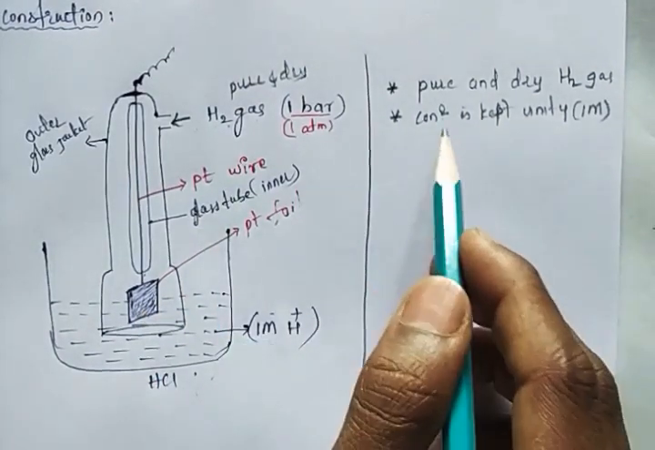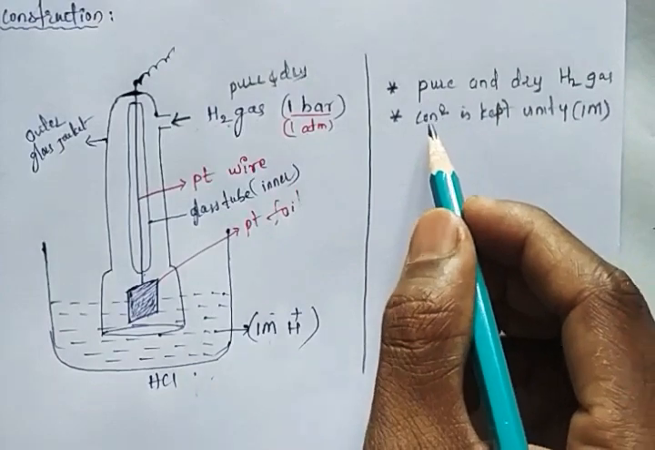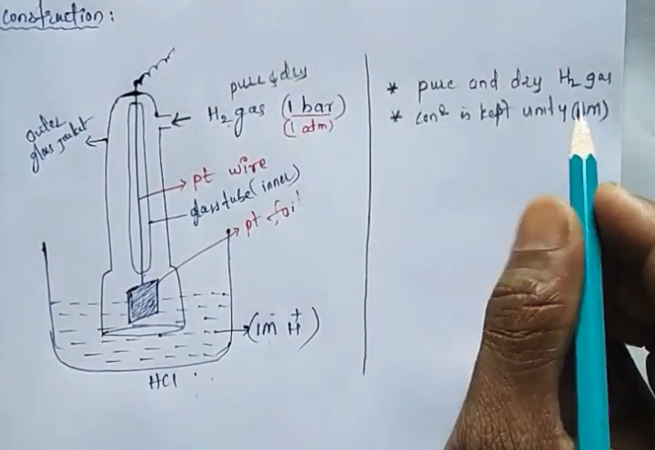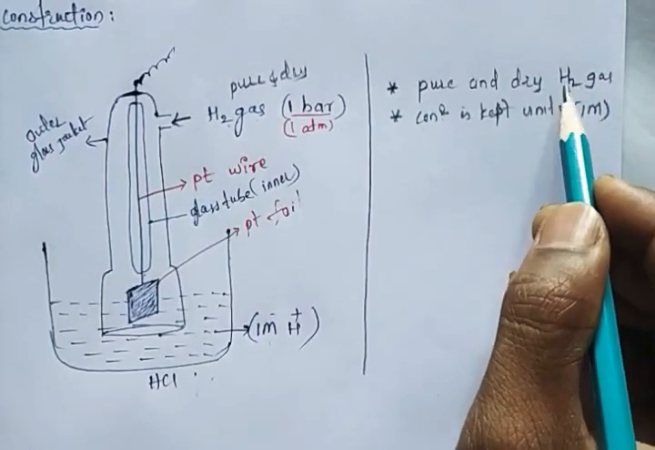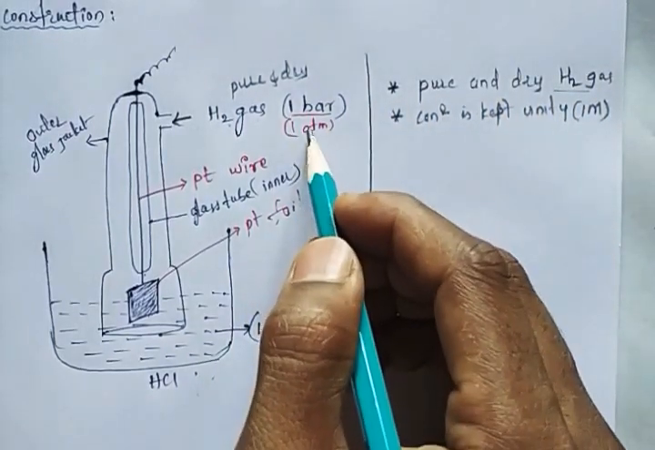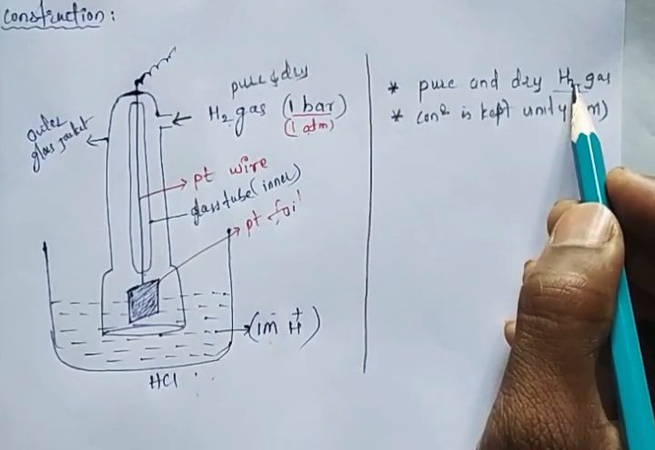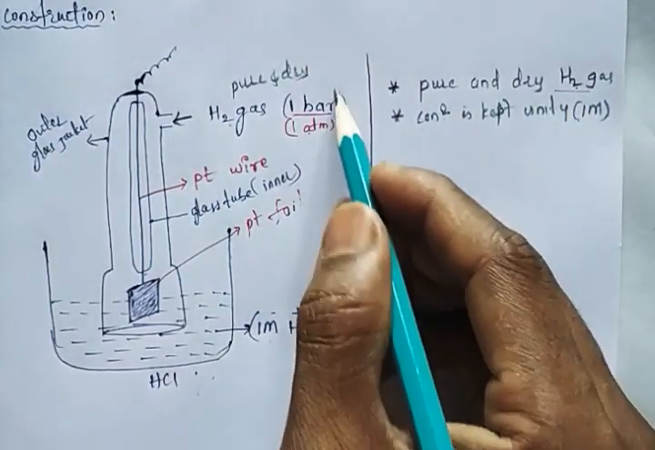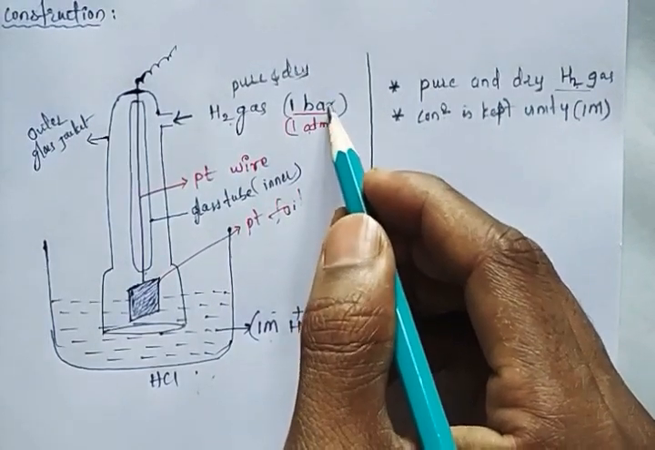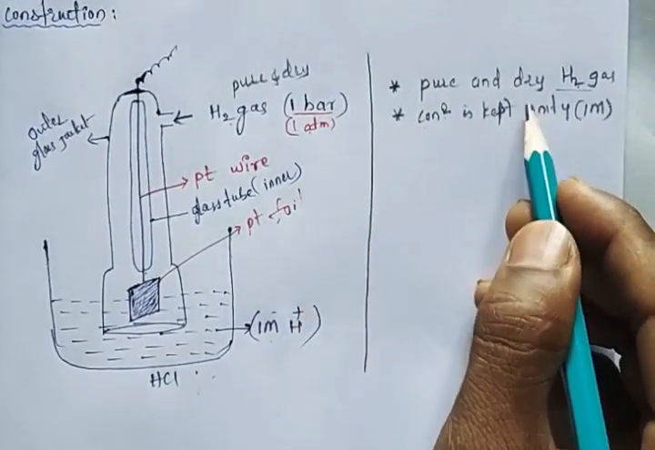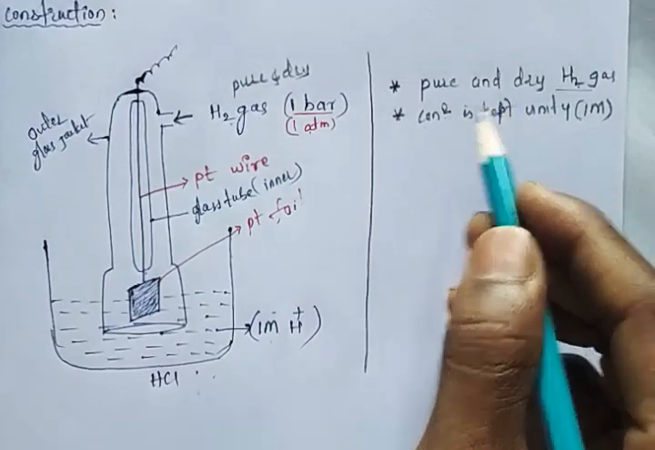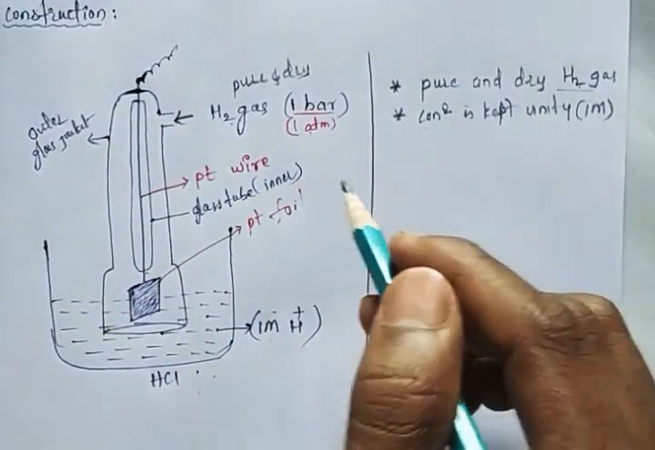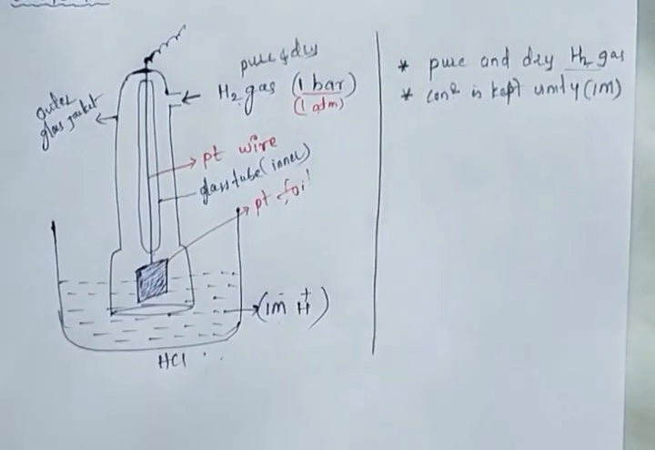So these are the two conditions, and it is very difficult to maintain the unit molar concentration, and it is difficult to pass hydrogen gas at exactly 1 atmospheric pressure, because it is the lightest element. It is difficult to maintain at 1 atmosphere or 1 bar pressure. So these are the difficulties while using this SHE. This is about construction. Now how it works.